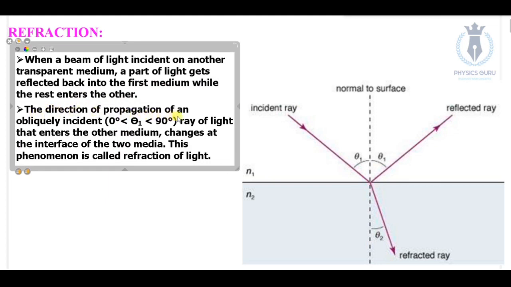The direction of propagation of an obliquely incident ray. This ray is incident obliquely. Obliquely incident ray means the angle of incidence theta 1 is between 0 and 90, but it cannot be 0 or 90. When it enters the other medium, its direction of propagation changes at the interface of the two media. This is the interface that separates the two media. At the interface, the direction of propagation of the incident light changes. This phenomenon is called refraction of light.